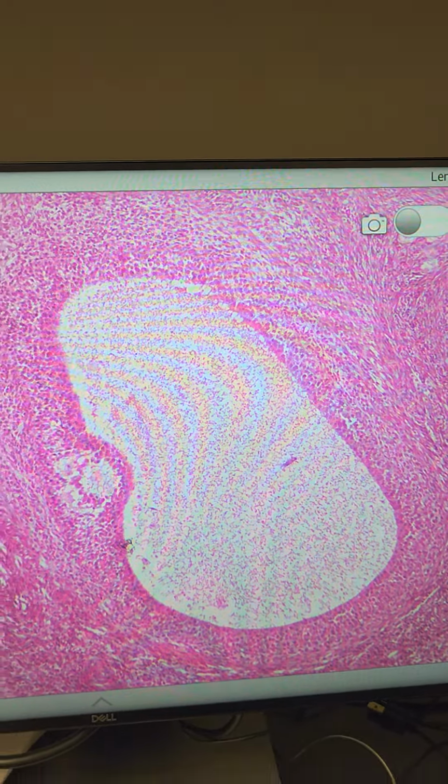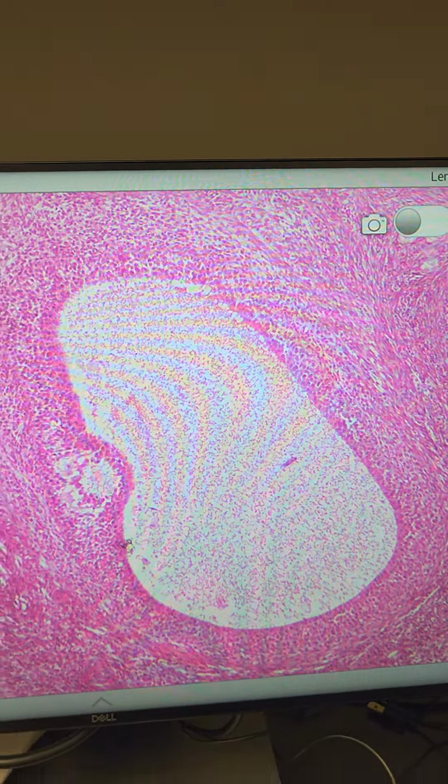Here we see a primordial follicle. You can see because the cells around it are flat. Here we have another primordial follicle. This one is starting to turn into a primary follicle because you can see that the shape of the cells is becoming more cuboidal. Here again we have another primary follicle. Here we have a secondary follicle. Here we have the tertiary follicle.